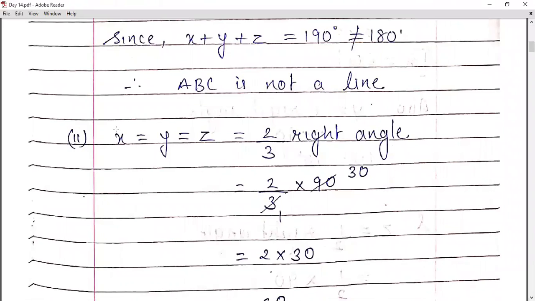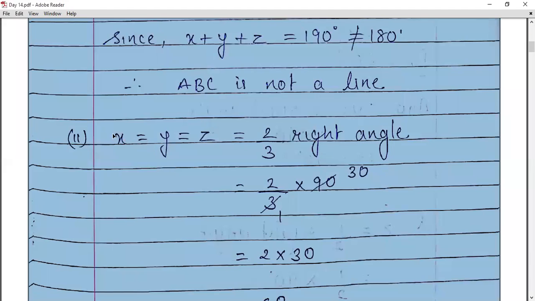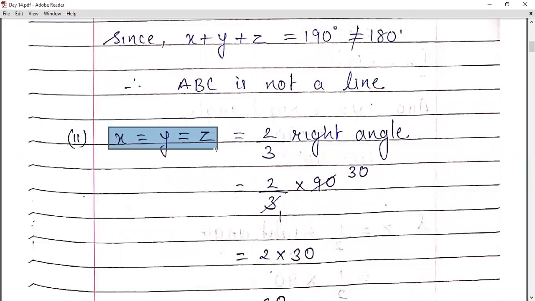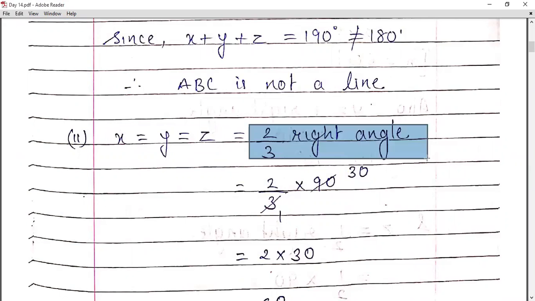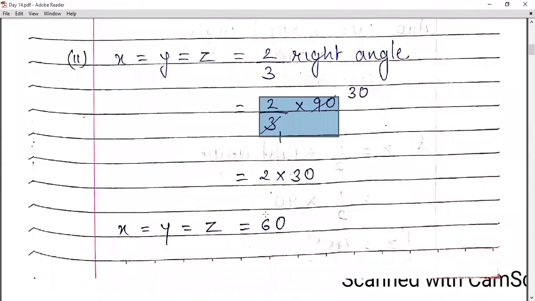Second part is X is equal to Y is equal to Z is equal to 2 by 3 of right angle. That means the value of X, Y, and Z are equal, which is equal to 2 by 3 of right angle. Substituting right angle as 90 degrees and simplifying it, you'll get the value of 2 by 3 of 90 as 60 degrees. So value of X is 60 degrees, Y is 60 degrees, and Z is 60 degrees.